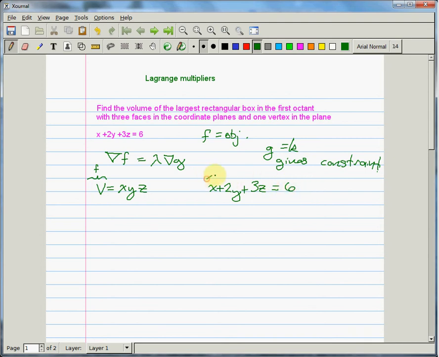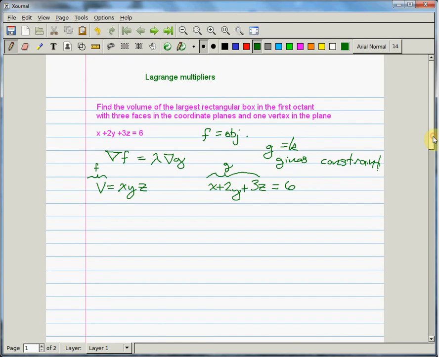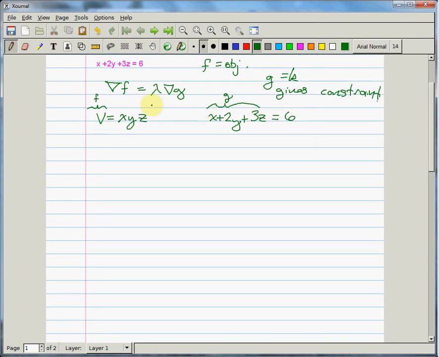So you can view this as being a level curve of a function g, so in this case k would be equal to 6. So this is saying that using partial derivatives we can set up a system of, in this case, 4 equations and 4 unknowns. So 3 of the equations come from this vector relationship between the gradients, and 1 of the equations is just the constraint equation. So let's write down what those are.